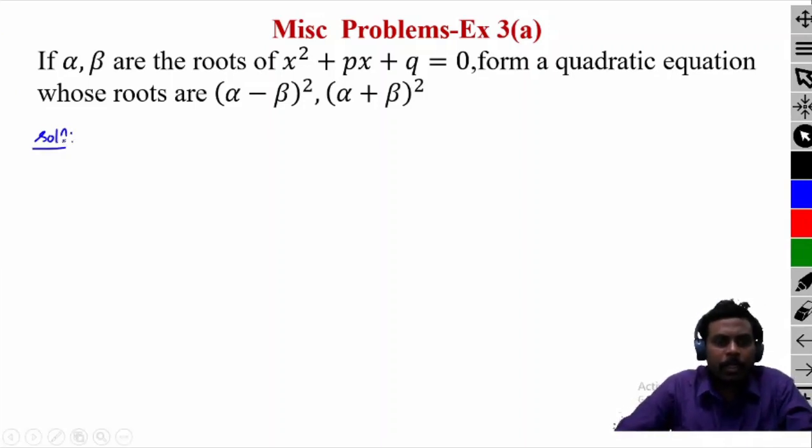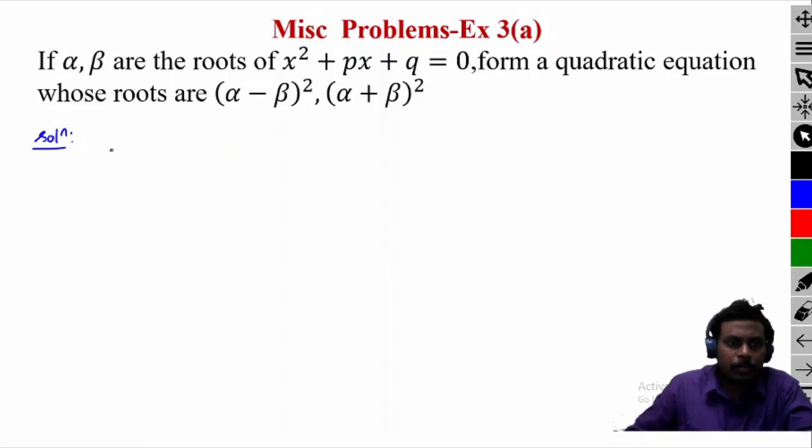If alpha comma beta are the roots of x square plus px plus q, then alpha plus beta is equal to minus p and alpha beta is equal to q. In the beginning of our lecture we have reviewed these things. Okay, now what you have to find out is a quadratic equation whose roots are alpha minus beta comma alpha plus beta.